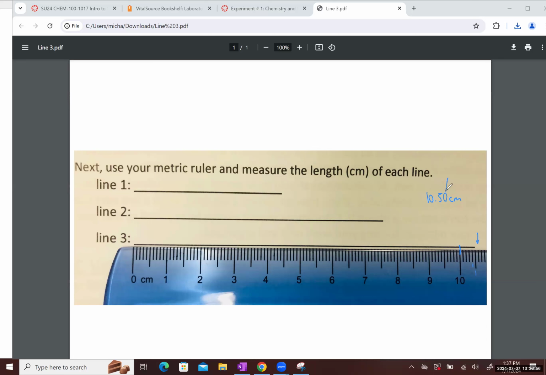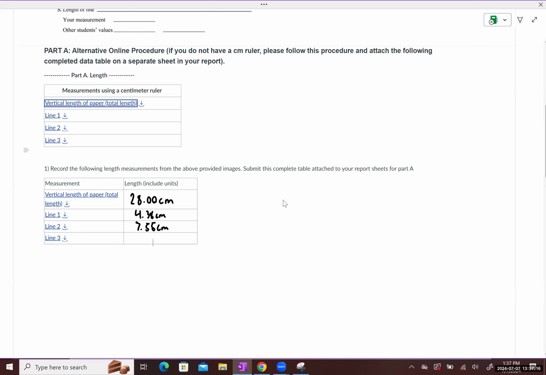Again, we still need to include this 0 because we need to account for the estimated digit, because the number of digits that you report tells the reader what kind of instrument you're using to take a measurement. Okay, so let's transfer that over. So 10.50 centimeters. Okay, perfect. So we've completed part A.